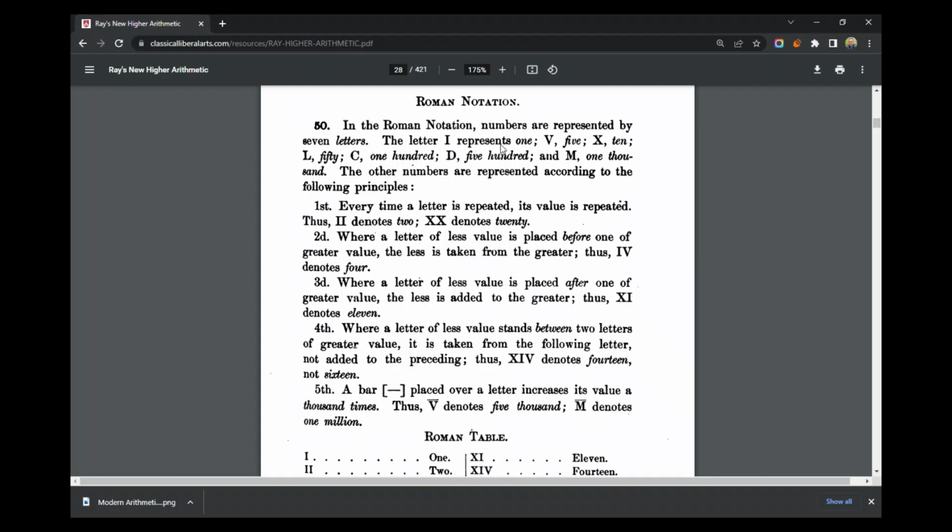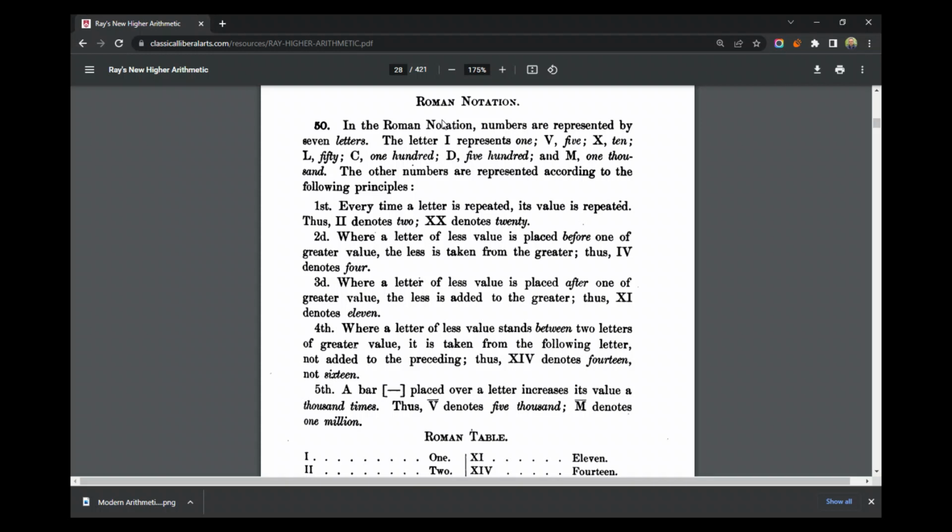The letter I represents 1. The letter V, or actually it's a U in Roman or Latin, represents 5. X represents 10. L for 50. C for 100. D for 500. And M for 1,000. This is going to need to be memorized for your lesson, so you're simply going to need to recite it until it's memorized. The letter I represents 1, V represents 5, X represents 10, L is 50, C is 100, D is 500, and M is 1,000.